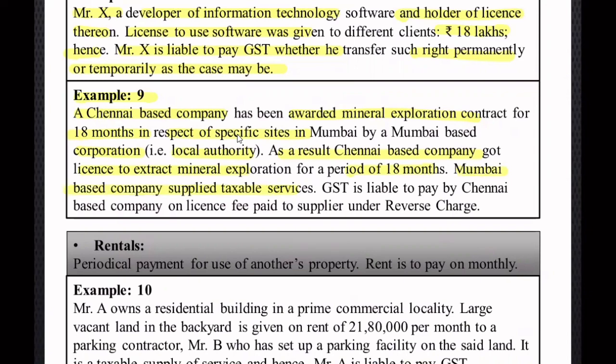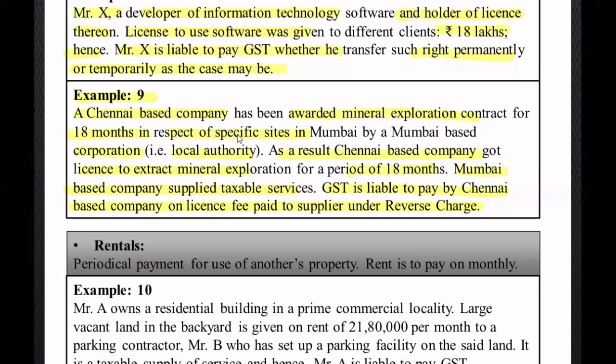Mumbai-based company supplied the taxable services. GST is liable to be paid by the Chennai-based company on license fee paid to the supplier under reverse charge. Okay. What actually is a reverse charge? No need to think right now.